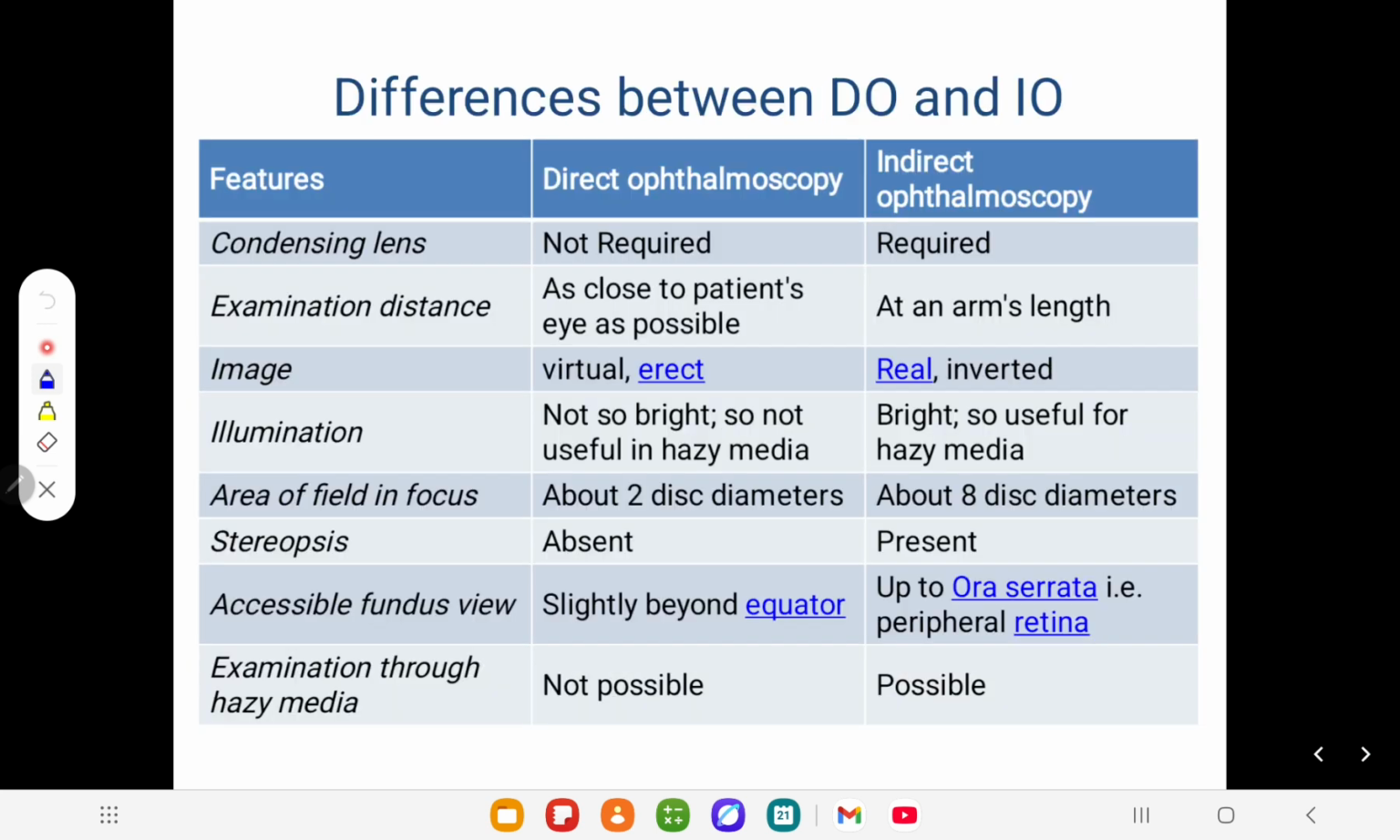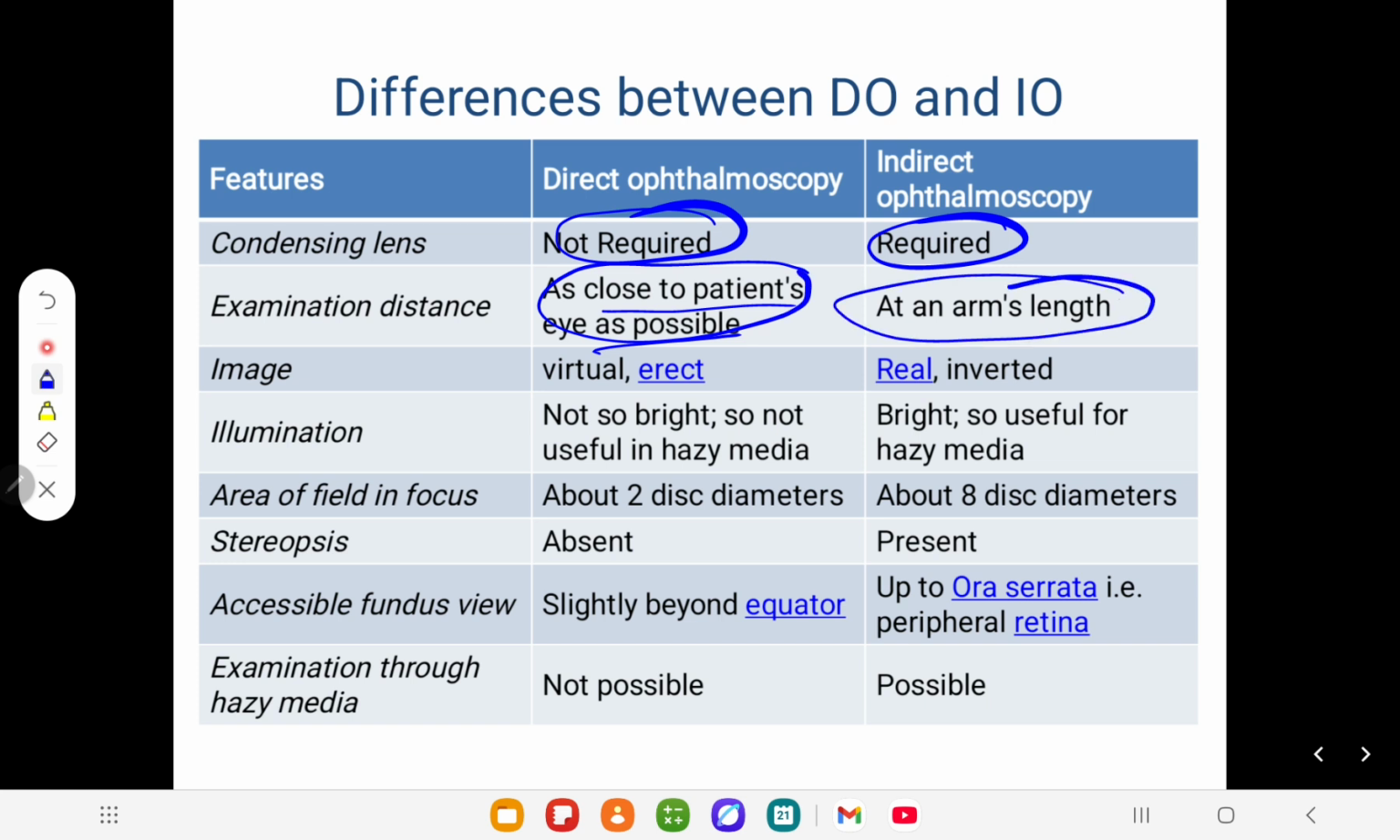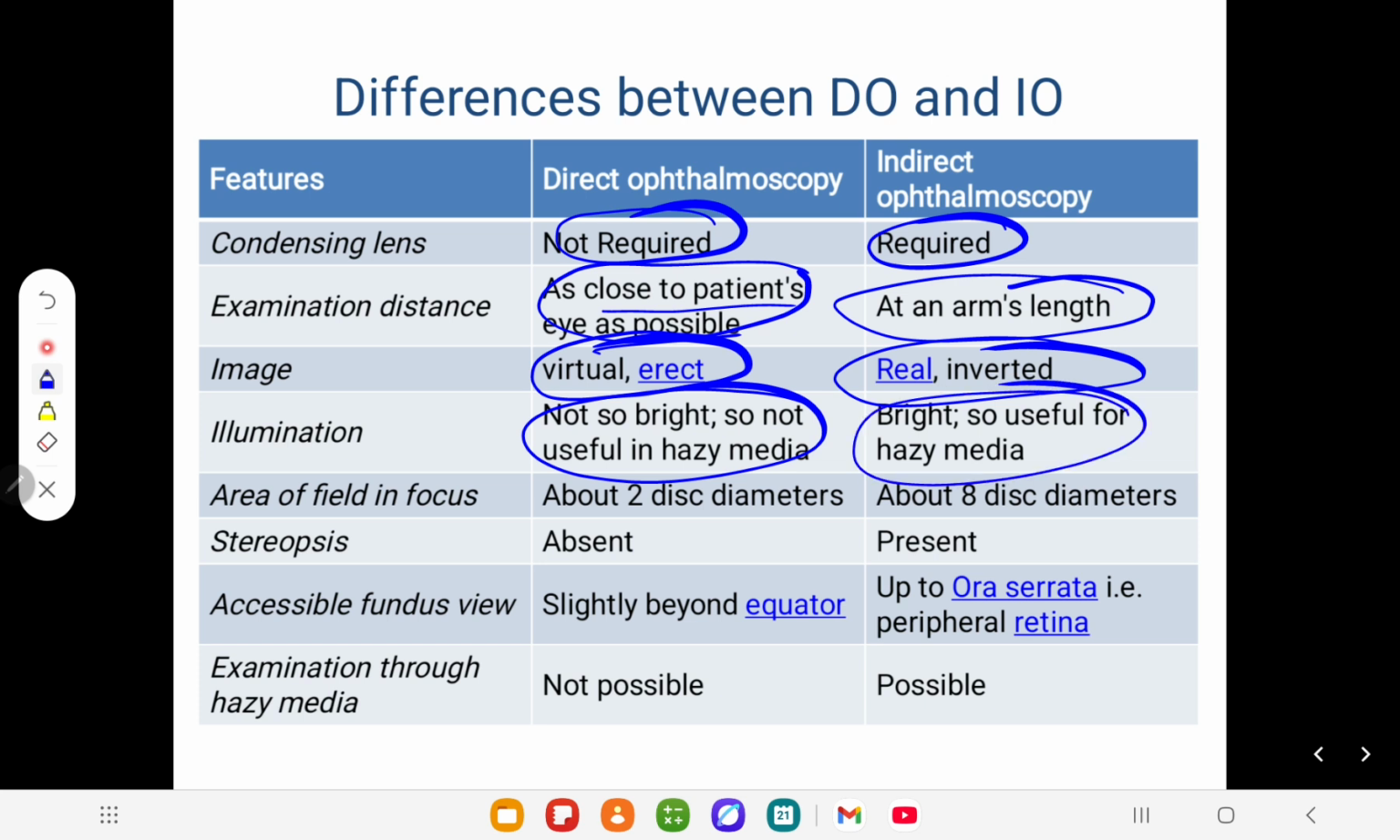Okay, so the difference between direct ophthalmoscope and indirect ophthalmoscope. A condensing lens is not required in direct ophthalmoscope, but required in indirect ophthalmoscope. Examination distance: as close to the patient as possible for direct, and at arm's length for indirect. The image in direct ophthalmoscope is virtual and erect; exactly opposite, real and inverted in indirect ophthalmoscope. Illumination is not so bright in direct, not useful in hazy media, but indirect is bright and used in hazy media. Area in focus is about 2 disc diameter in direct, and about 8 disc diameter in indirect, which is very important.